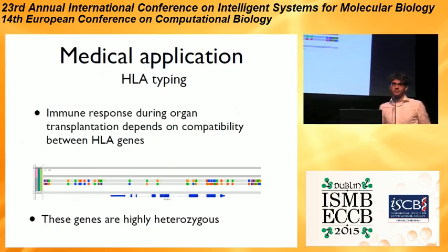Another medical example of phasing is HLA typing. You may know that immune response during organ transplantation depends on compatibility between a set of HLA genes. And these genes are often highly heterozygous. In this example, all the colored squares represent heterozygous SNPs. And so if we could know the two sequences, perhaps we could better match donors and patients for organ transplantation.